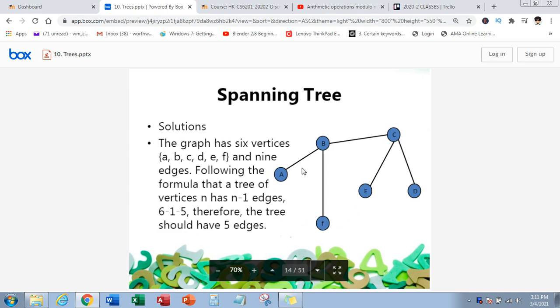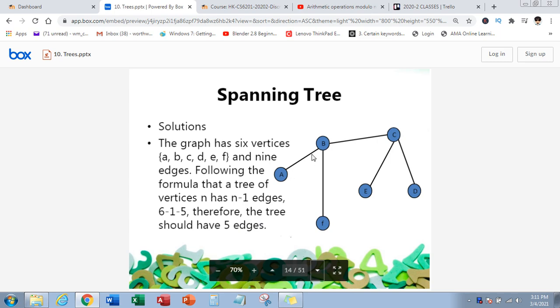Okay? For example, the graph has 6 vertices A, B, C, D, E, F and 9 edges. Following the formula that a tree with n vertices has n minus 1 edges, 6 minus 1 is 5. Therefore, the tree should have 5 edges. Okay?